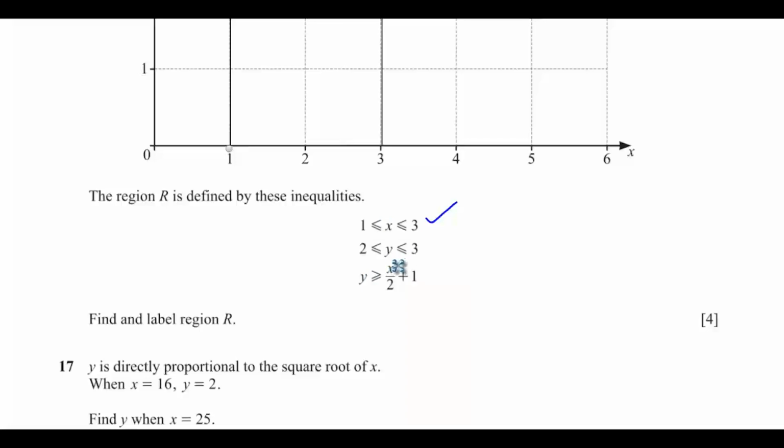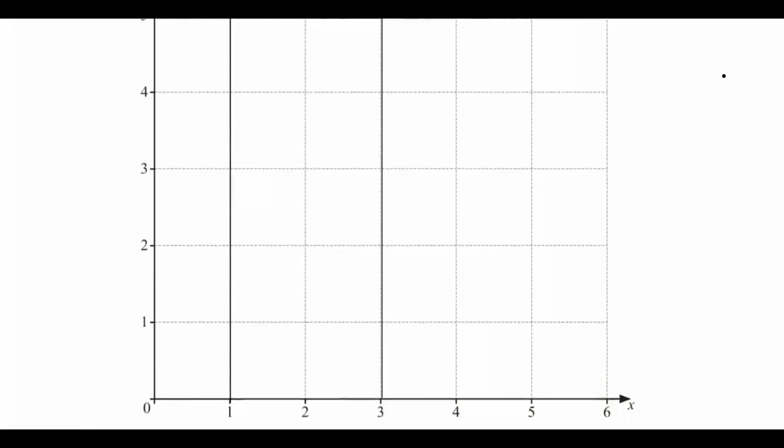So the second one will be 2 is less than or equals to y, y is less than or equals to 3. So we also draw two lines, one at y equals to 2 and the other one at y equals to 3. So y equals to 2 will be somewhere here.